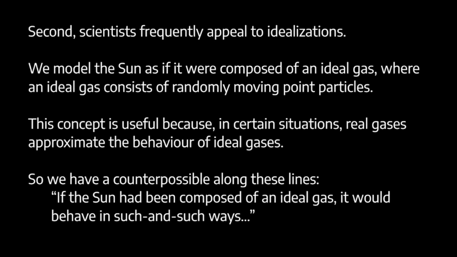So we reason with counterpossibles. We say, if the sun had been composed of an ideal gas, it would have behaved in such and such ways. This is useful because the actual behavior of the sun approximates how it would behave were it composed of an ideal gas. By modeling the sun as composed of an ideal gas, we significantly simplify the calculations with relatively little loss of empirical adequacy. But it's metaphysically impossible that the sun be composed of an ideal gas.